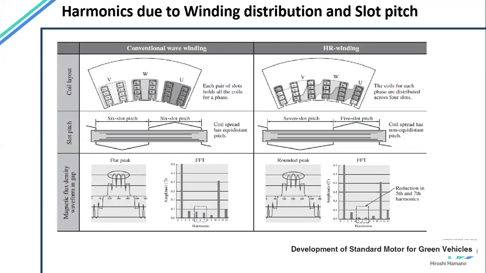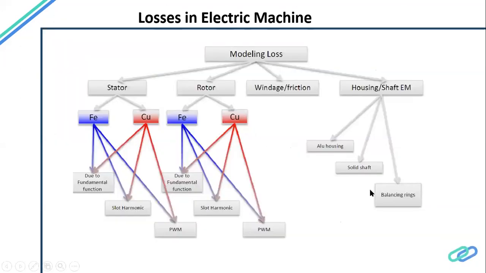So the conventional wave winding, and there is some special winding here. If you do the FFT on this air gap flux density, you can see some harmonics are reduced. Compare these two harmonics here: the different winding patterns will give us reduction or elimination of harmonics, and this is where we will be focusing most of the time in our design.